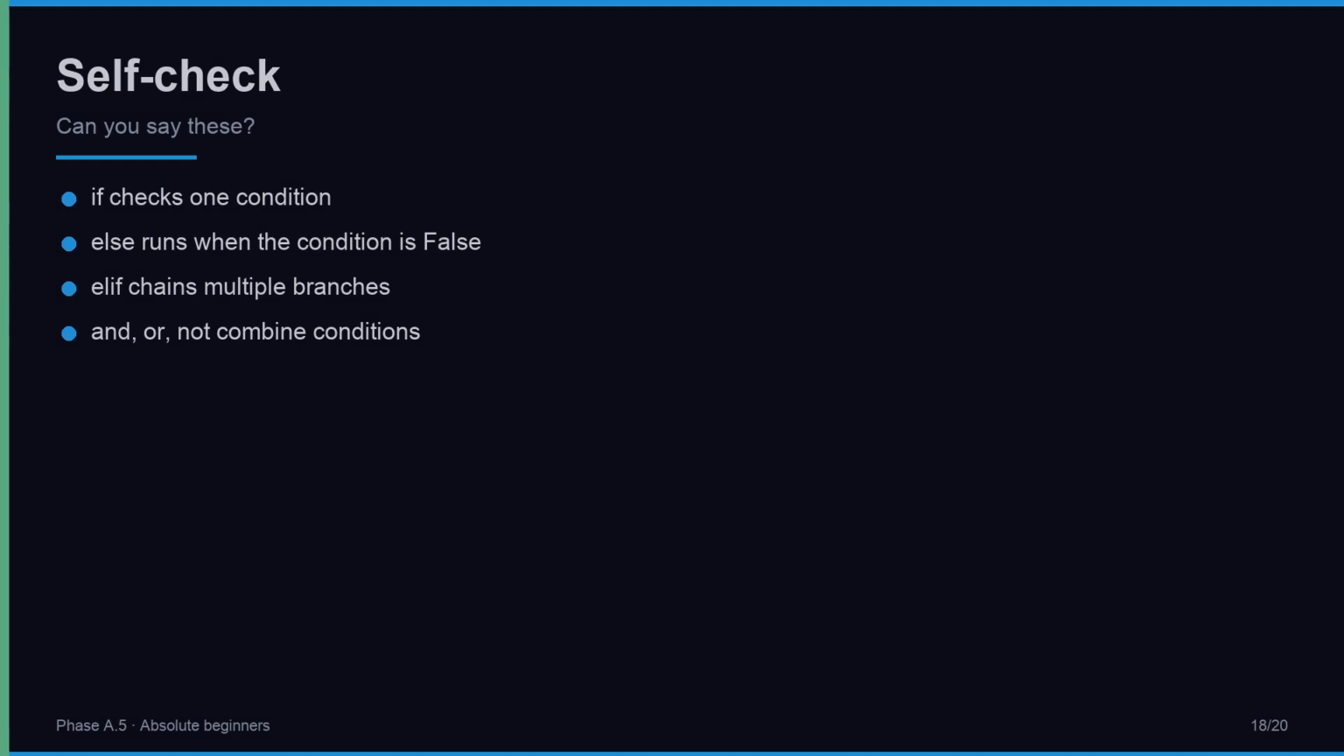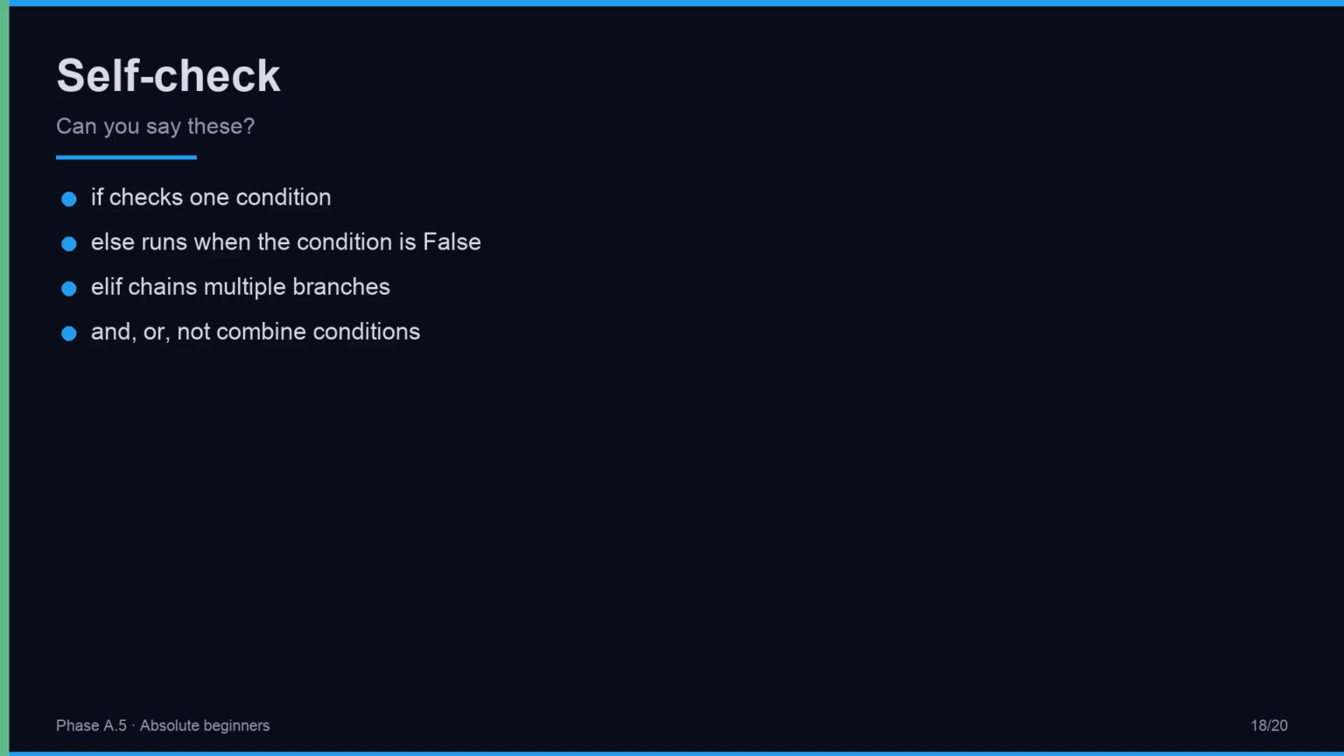Pick the message. Quick self-check. Can you explain what the colon does after an if? Can you say when the else block runs? Can you describe how elif chooses between many branches? Can you combine two conditions with and, with or? If any of these feels shaky, rewatch the matching part. You do not need to memorize everything, just be able to read a simple if and predict what runs.